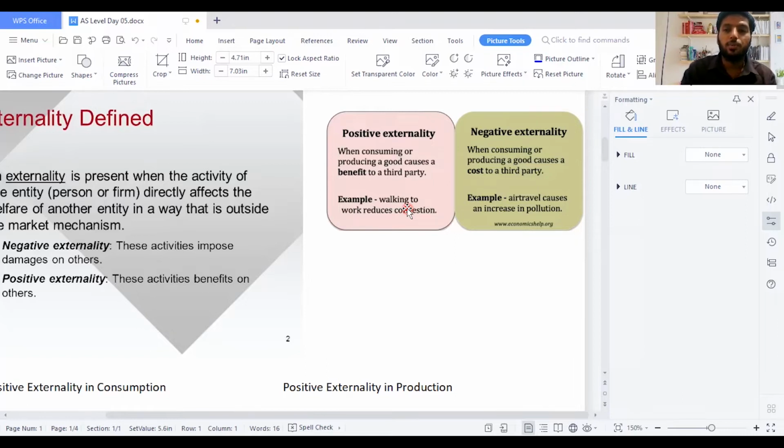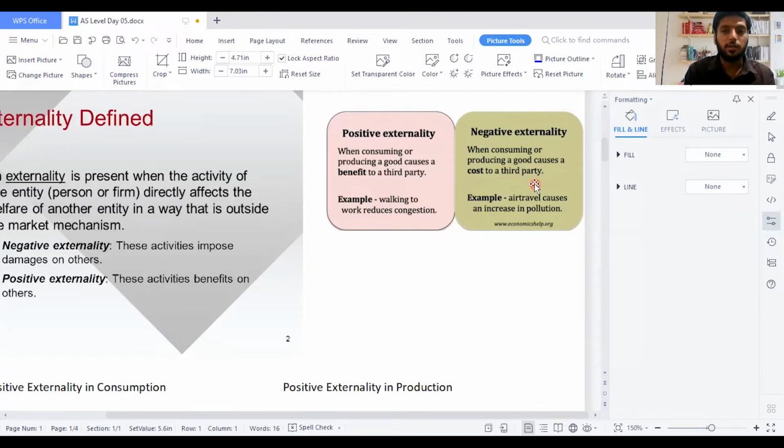When consuming or producing a good causes a cost to a third party. Now, when you consume it, the other party is getting affected. Let's take an example. There are people who consume cigarettes. There are people who consume alcohol, right? So when these people are having these things, the person next to them will get affected. When a person is on the bus, he smokes and puffs the cigarette smoke in front of another person's face.